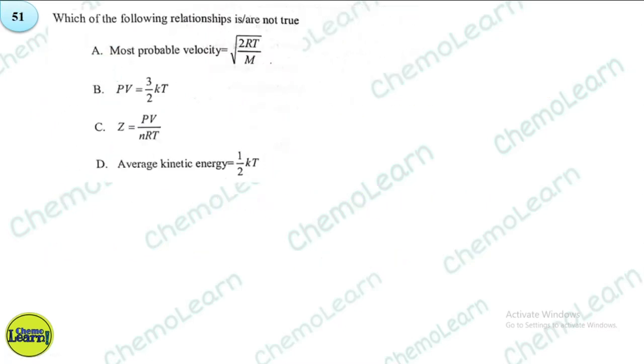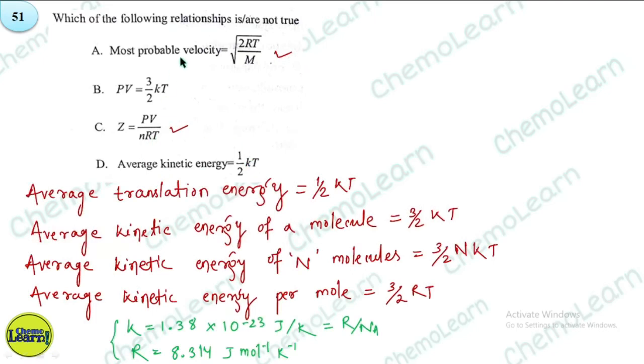Question number 51. Which of the following relationships is or are not true? Most probable velocity equals square root of 2RT divided by M, PV equals 3 by 2 KT, Z equals PV by nRT, or average kinetic energy equals half KT. This question is from the gaseous state. Okay. So you know the most probable velocity is equal to the square root of 2RT by M. This is correct, and the compressibility factor Z equal to PV by nRT is also correct.